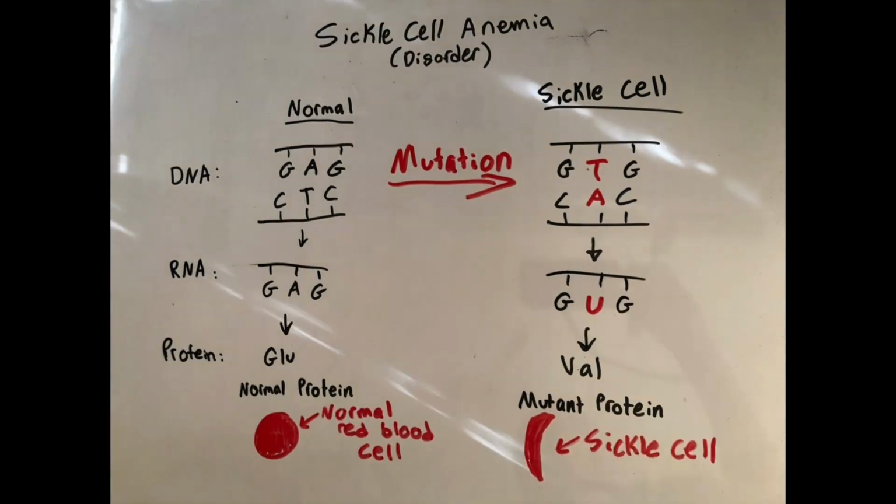As you can see, a sickle red blood cell is crescent-shaped, becoming rigid and sticky, which can slow or block blood flow. This leads to infection, pain, and fatigue.